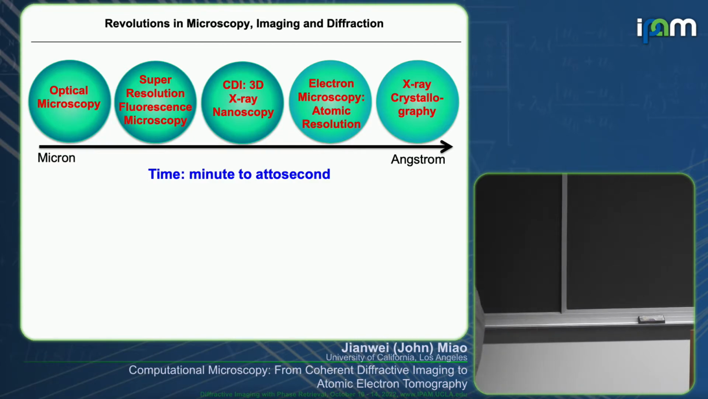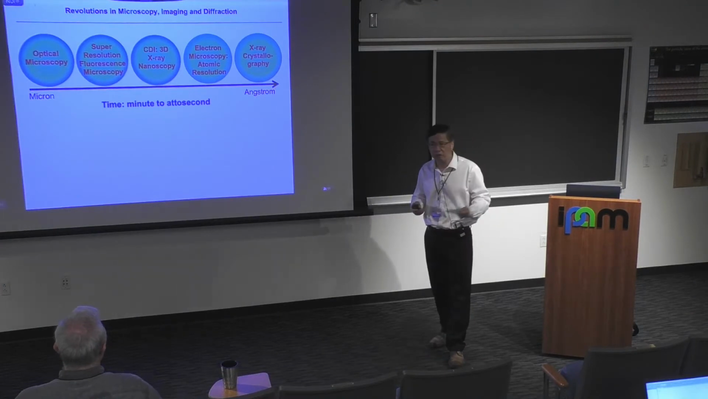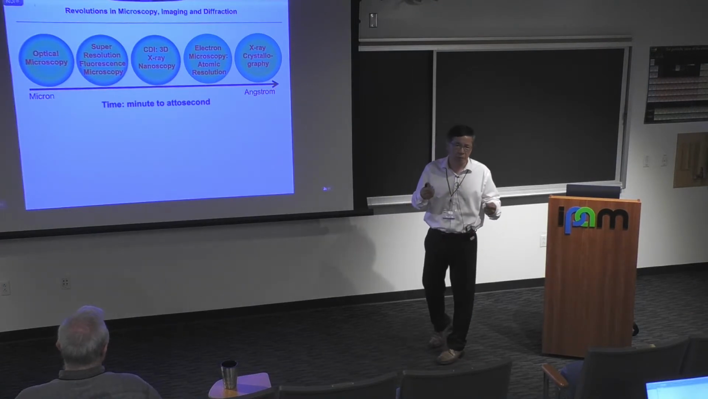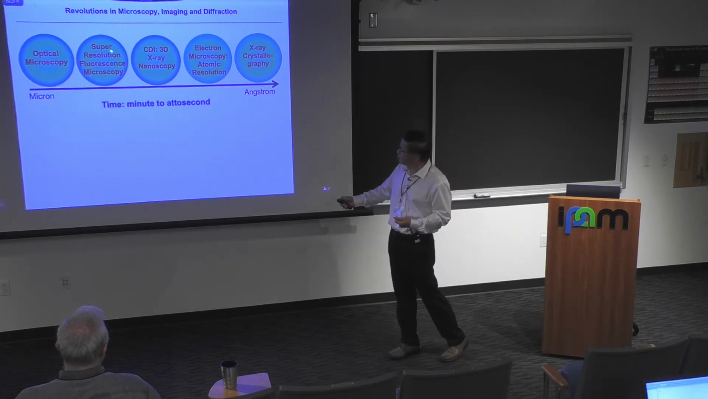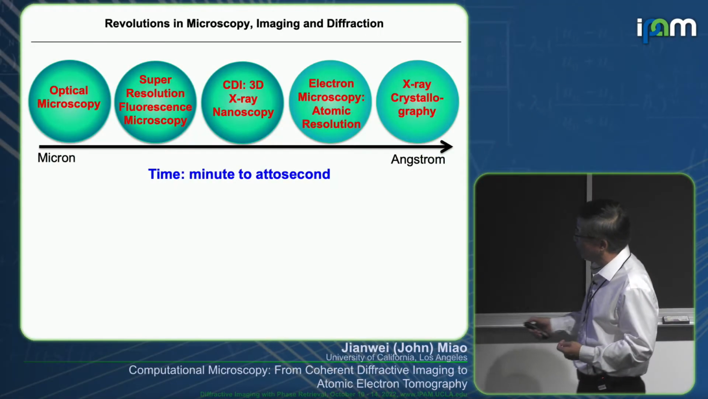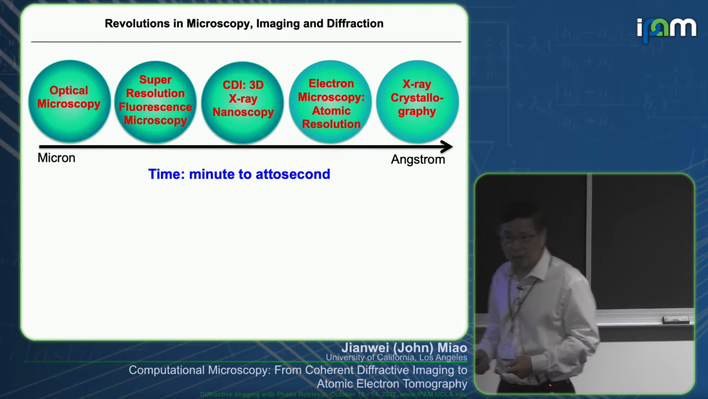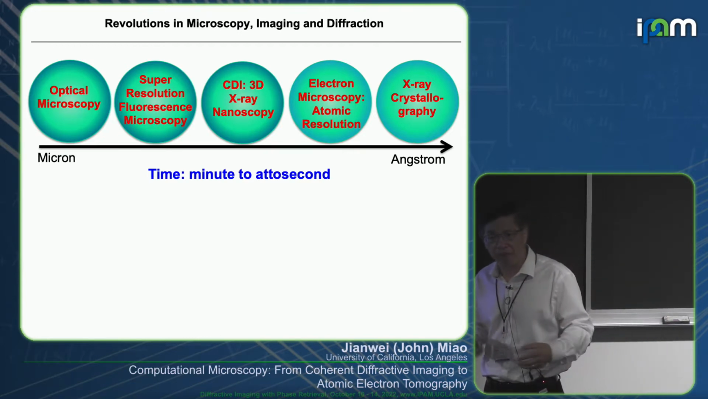I think the real revolution is in microscopy, imaging, and the diffraction field. With optical microscopy, when we were in high school, we turned the knob. That's our concept. For most people, the concept of a microscope is to just turn the knob and get a magnified image. But it's now completely different, right? There is super-resolution fluorescence microscopy, CDI, electron microscopy, and X-ray crystallography, from micron to angstrom, but also in time, from minutes to attoseconds. Margaret gave a talk today about microscopy for tomorrow, and tomorrow will be ultrafast. Light travels 3 angstroms per attosecond. So it's extremely fast, completely different from just turning the knob.